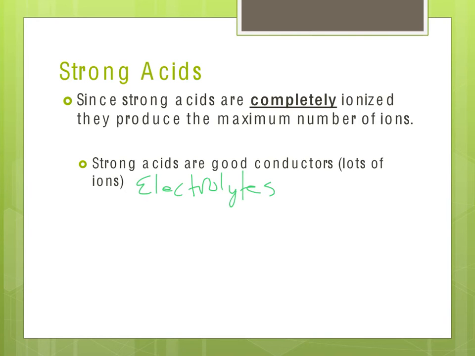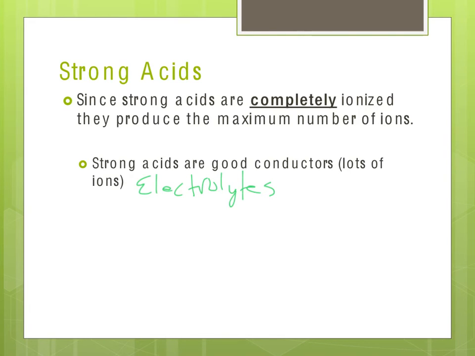This is one of the reasons why we use a strong acid like sulfuric acid in car batteries. They conduct electricity, they allow electrons to move. That's a really good thing. We're not going to get into electrochemistry in this class because it's really complicated, but there you go. Strong acids are good electrolytes and therefore good conductors.